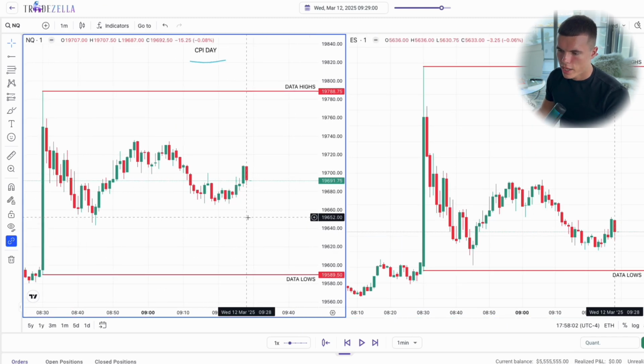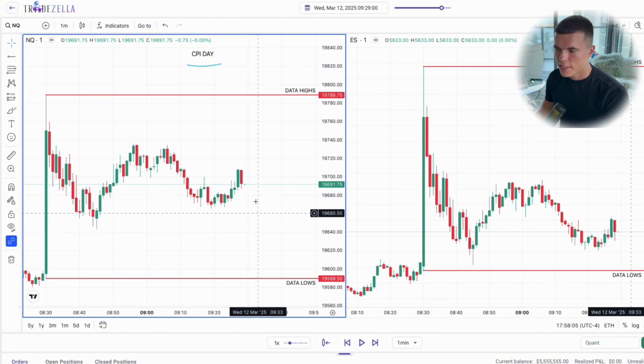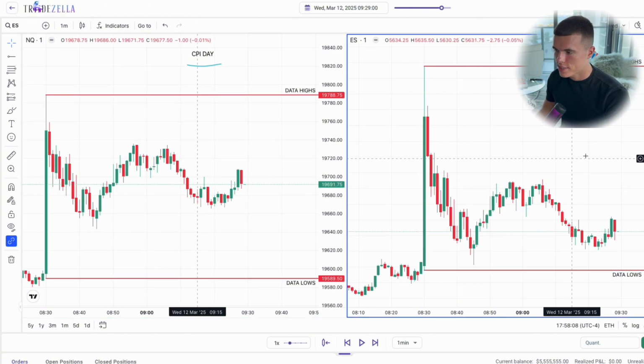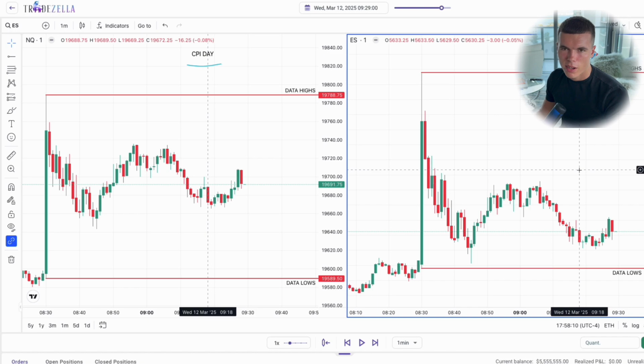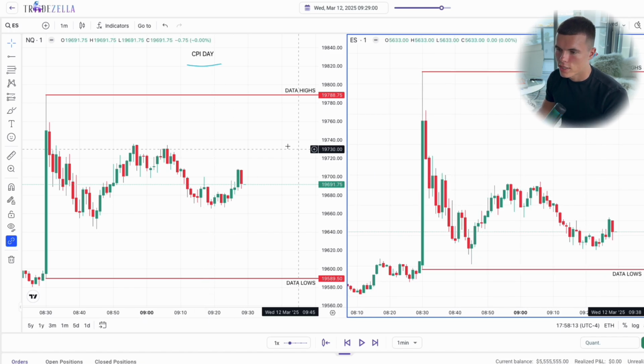Okay, so now we're at the New York Open. Let's monitor price to see whether data lows or data highs gets taken, and we can work out an overall bias for where the New York first day macro is likely to draw to.